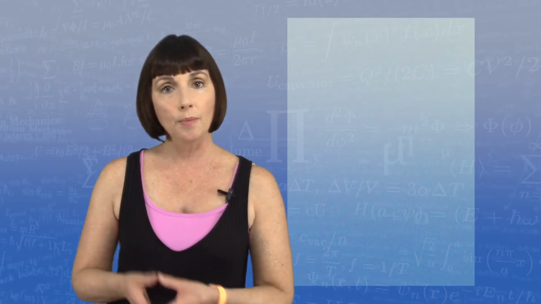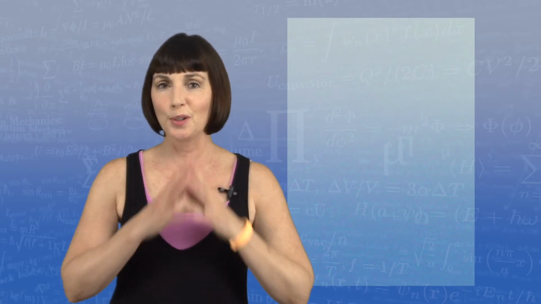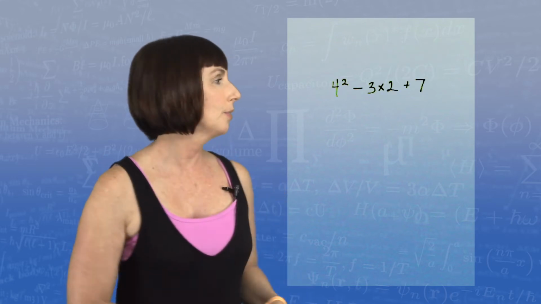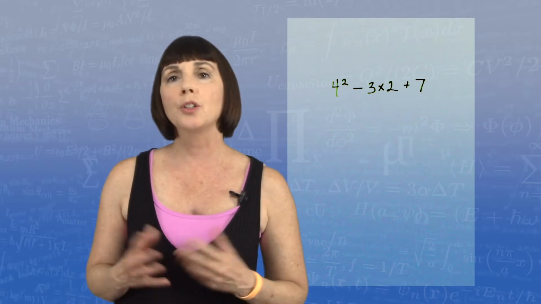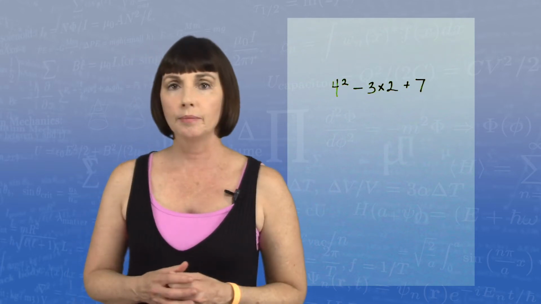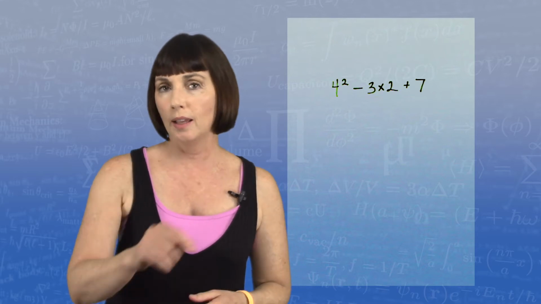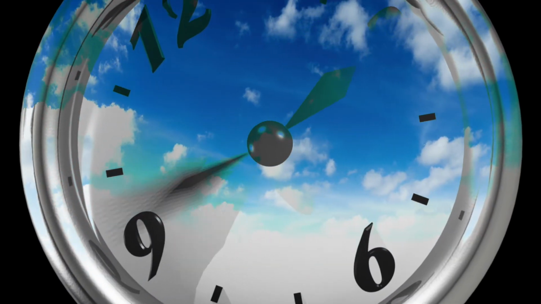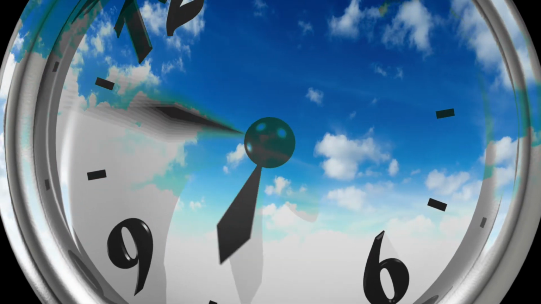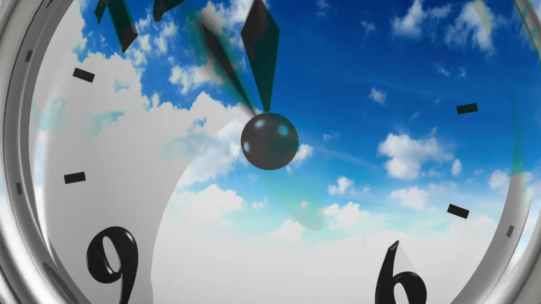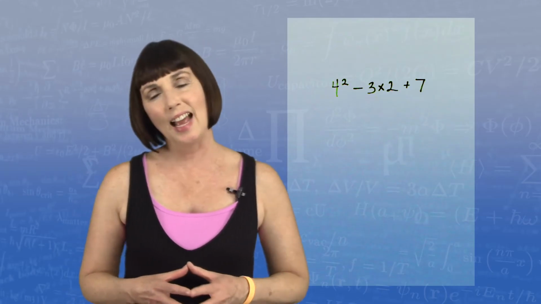Let's try a problem, and let's make sure to use order of operations. So we have 4 squared minus 3 times 2 plus 7. Okay, you give it a try, and I'll be here with the answer. Okay, let's take a look at the solution.